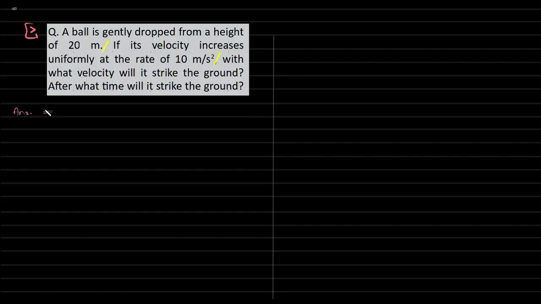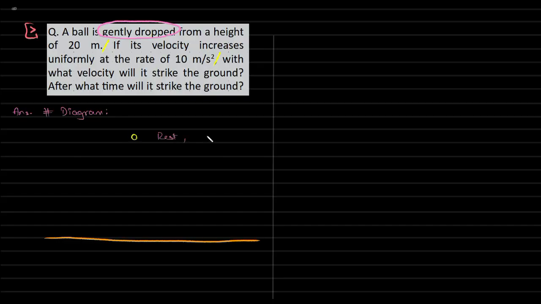So first thing is, let's have a look at what we are dealing with. So we have the Mother Earth over here, and we have an object which is 20 meters up, and it is gently dropped. What does it mean? The key word here is gently dropped. That is, it is dropped from rest.